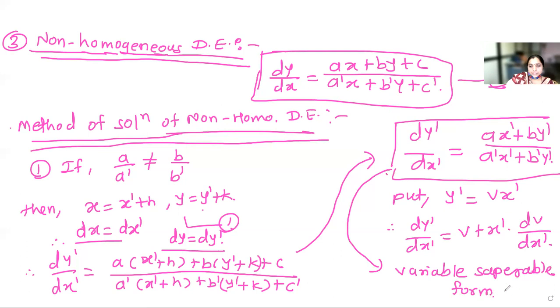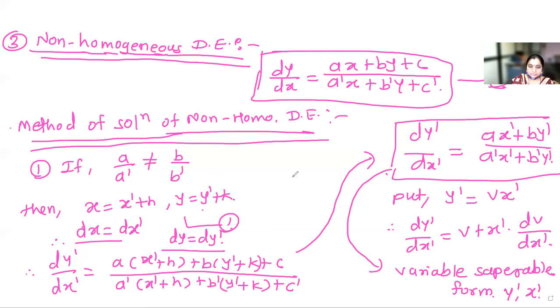In which variables? y dash and x dash. Once you get variable separable form, we simply integrate it and we get the answer within one step, but in variables y dash and x dash, and the final answer must be in the form of the original variables x and y. So we resubstitute. What is our substitution? x is equal to x dash plus h and y is equal to y dash plus k. So in place of x dash and y dash, our resubstitution is x dash becomes x minus h, y dash becomes y minus k.